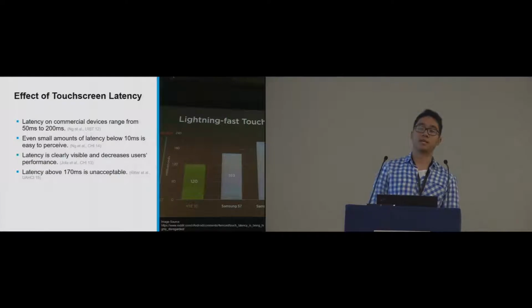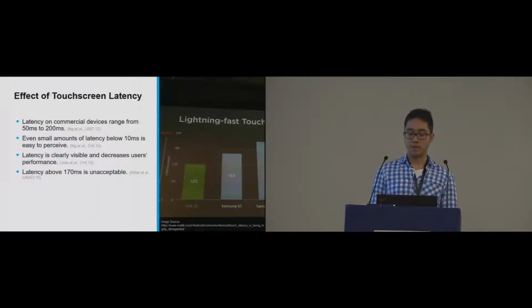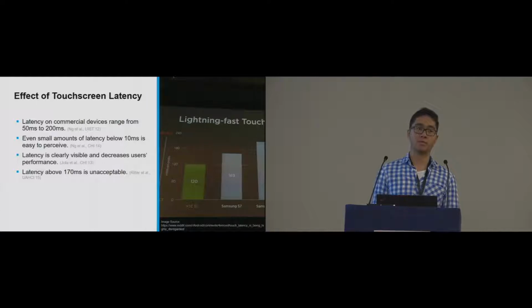Previous work investigated touch latency and its effect on the user. Eng and colleagues found that latency on commercial devices typically ranges from about 50 to 200 milliseconds. They also found that even a small amount of latency, even below 10 milliseconds, is easy to perceive and clearly visible. Jota and colleagues confirmed these results and further found that latency decreases the user's performance. Ritt et al. showed the same and also found that latency above 170 milliseconds is regarded as unacceptable, especially in tasks such as drawing or dragging objects around.